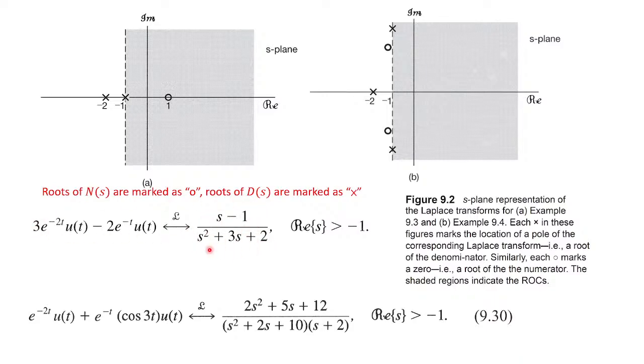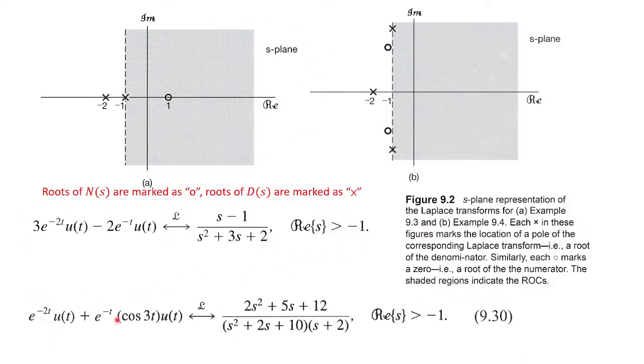So you mark the poles and the zeros of your Laplace transform on your S-plane, and they are going to be useful. And you can see the region of convergence is real s bigger than minus 1. Minus 1 here happens to be a pole, and the region of convergence is this whole area.